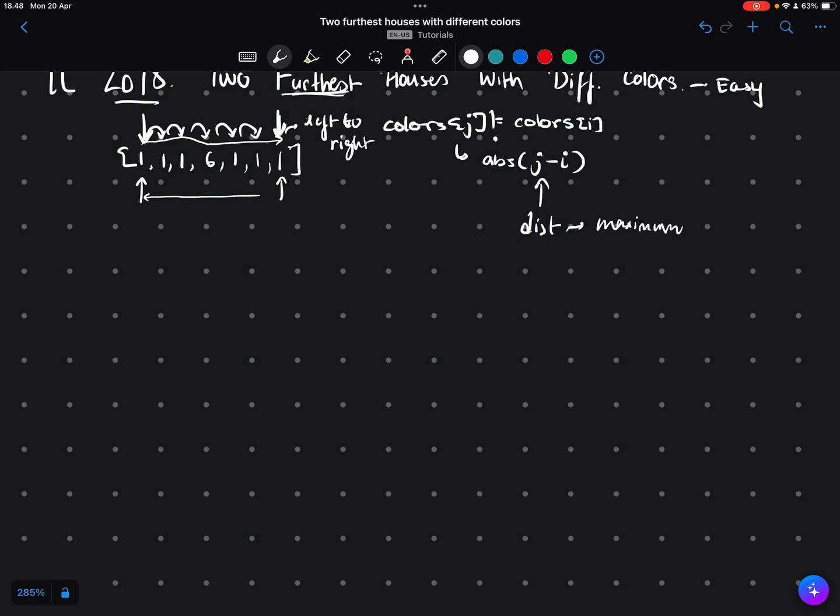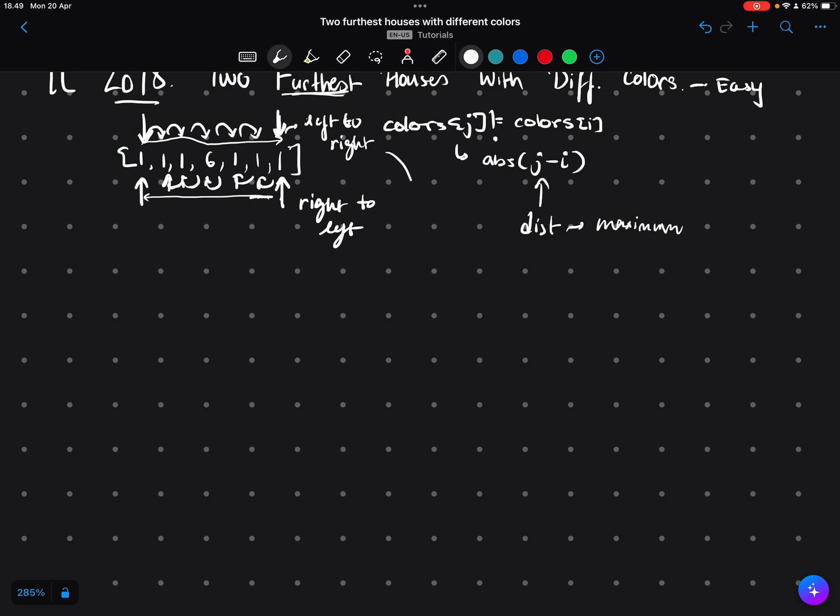Okay, and the next one where it is right to left, we would hold our left constant, and we would move our right 1 by 1, checking the value 1 by 1.